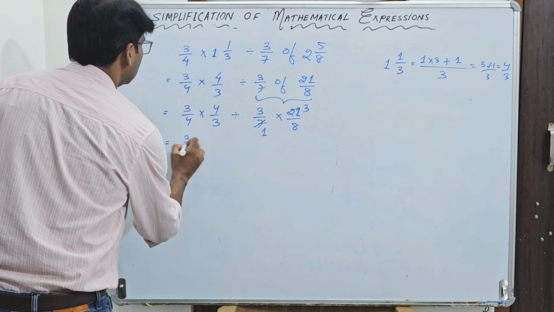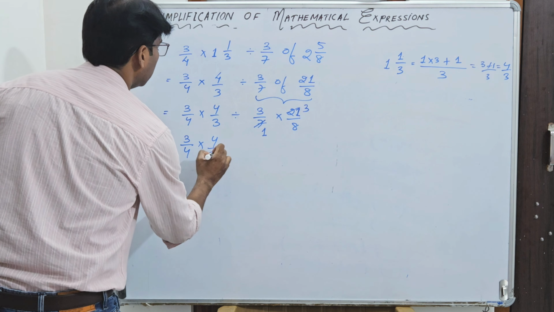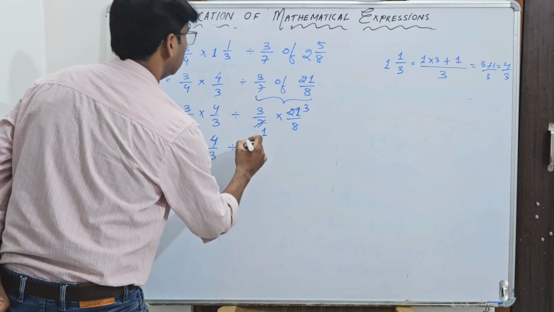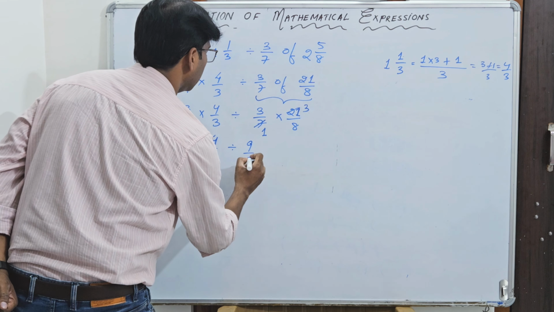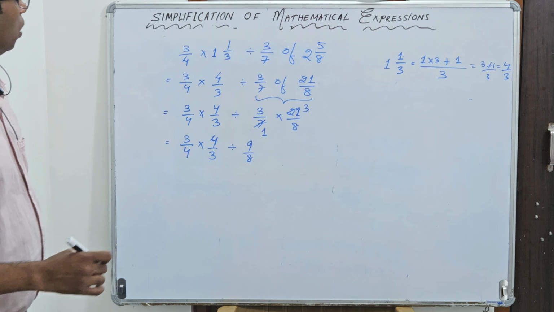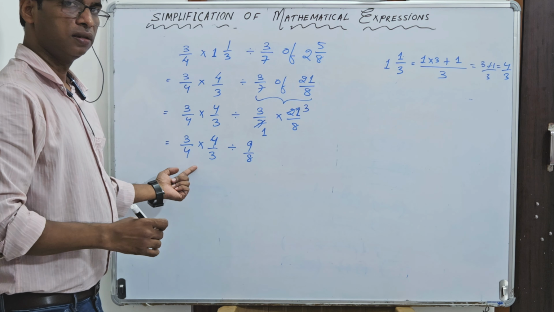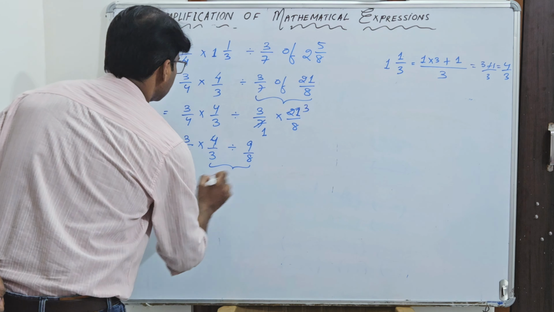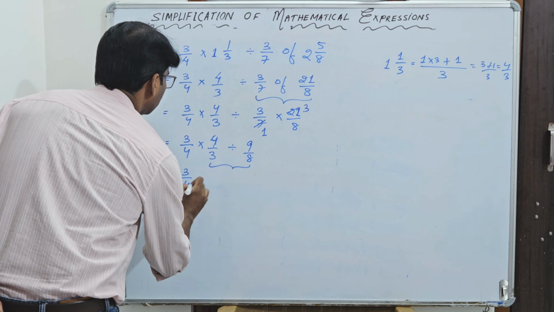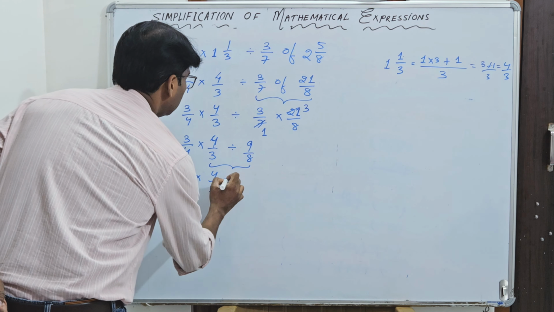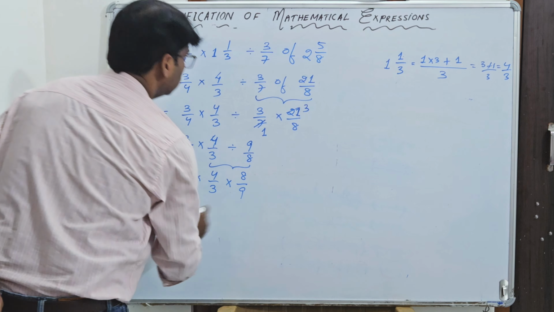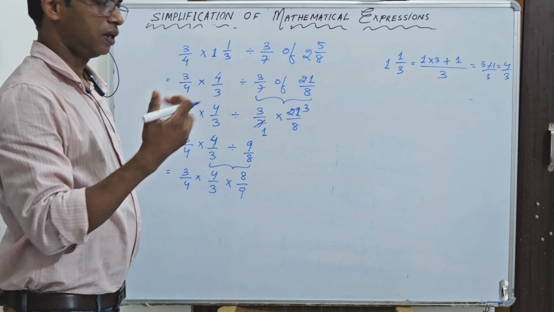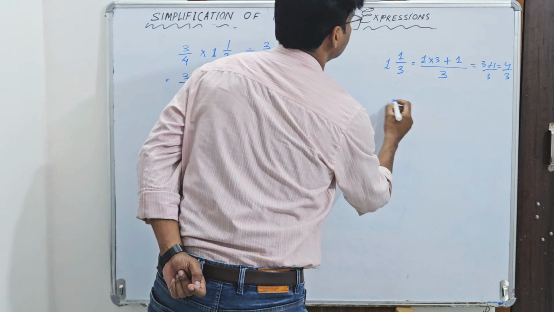So what to do? 3 by 4 into 4 by 3 divided by what? 3 into 3 how much? 9. 9 by 1 into 8 is 8. Now what do you see? Division and multiplication are there. So what are we going to do? First you have to operate this. That division we have to do first. So 4 by 3 into what? 8 by 9.